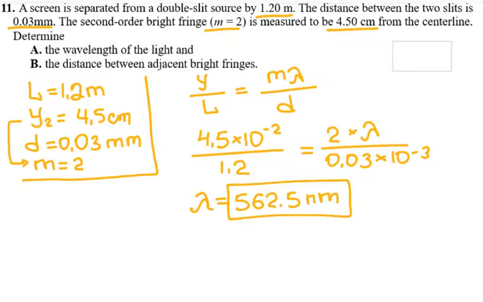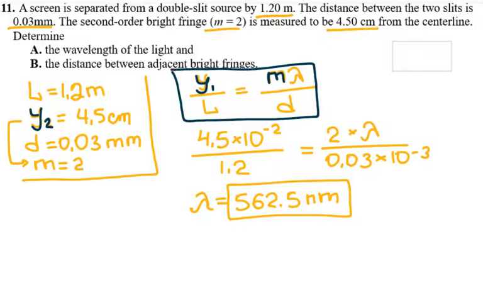If I want to find the distance y for m equal to 1, because I have it for the second one but not for the first one, I'm going to use this formula to calculate the distance to the first one, and m is going to be 1. So the distance to the first bright fringe is going to be this formula, m is 1, and I can plug in my numbers right away.